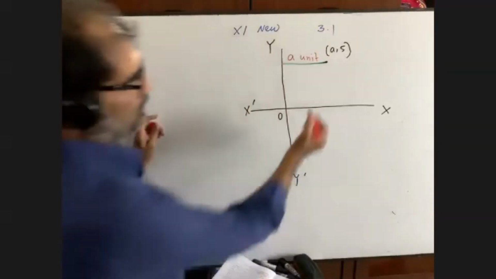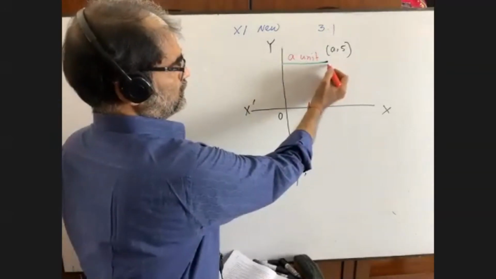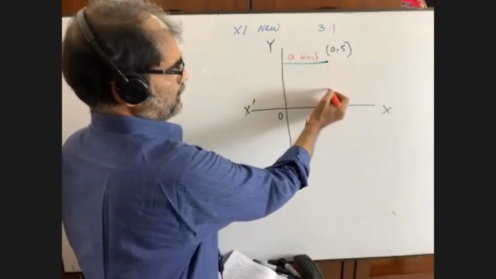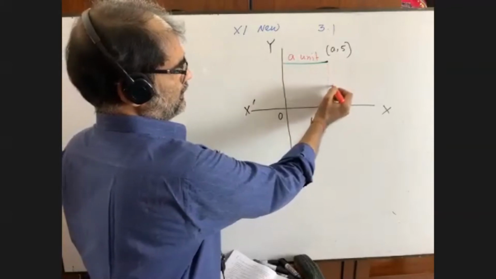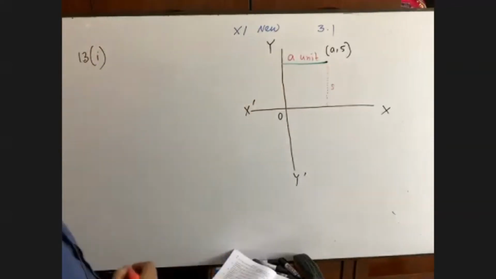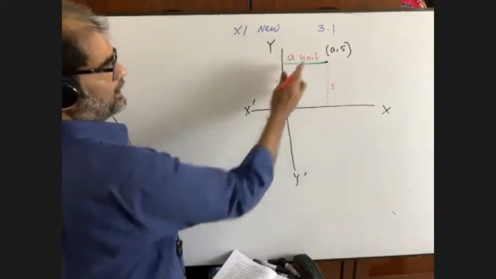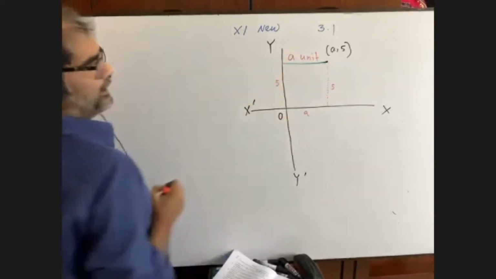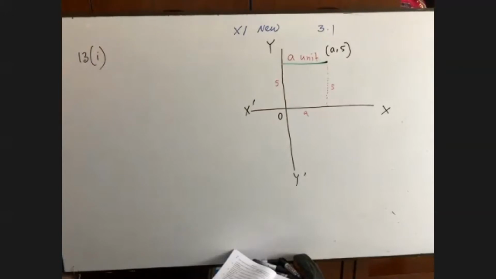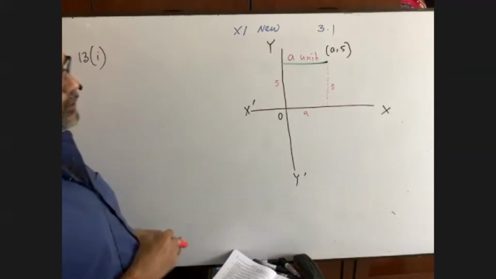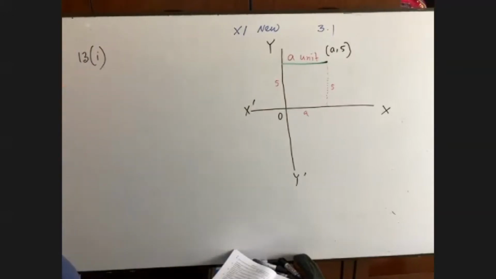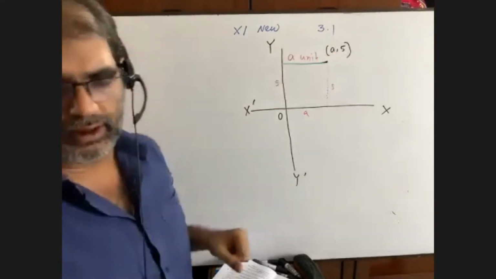Suppose, no need to do it. It is equal to what? 5, right? So the distance of the point (a, 5) from the y-axis is a unit. I think you have got it.